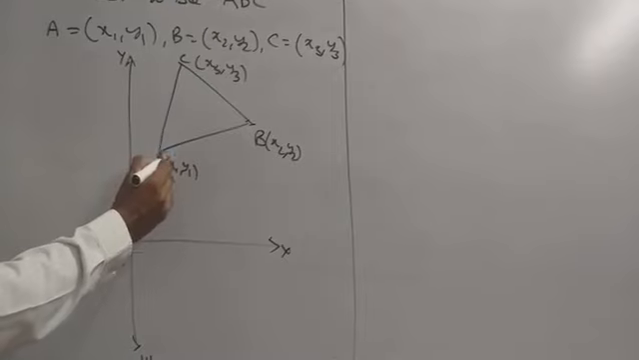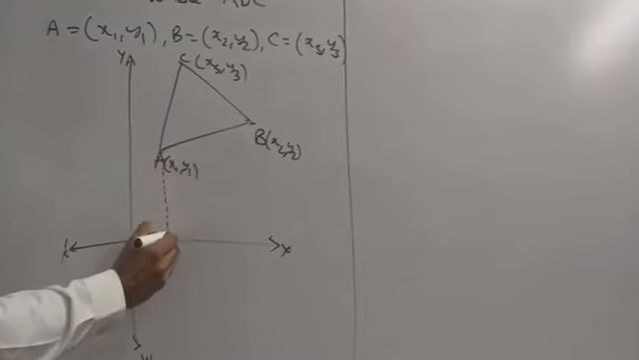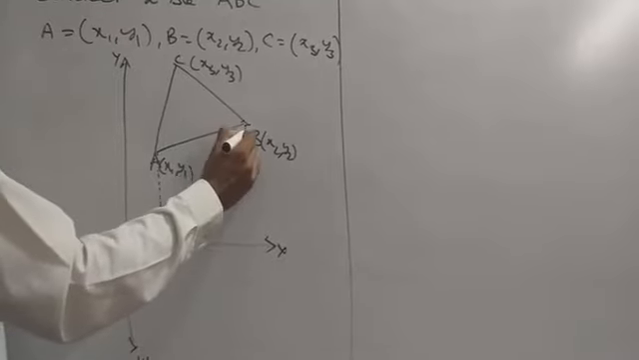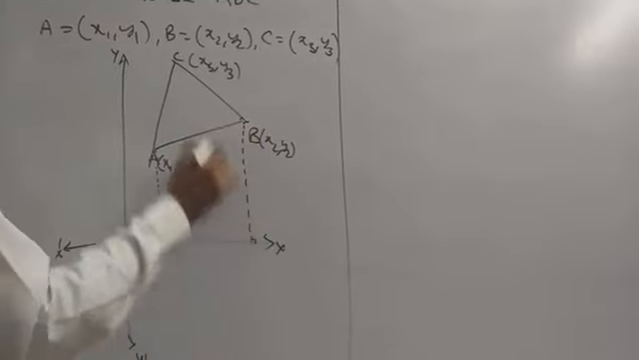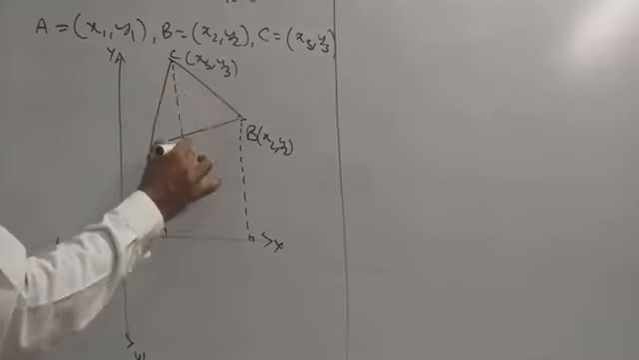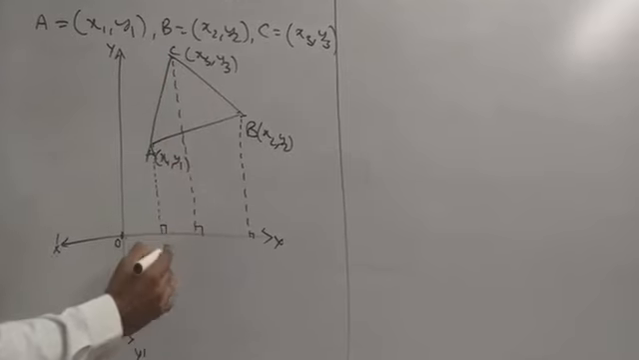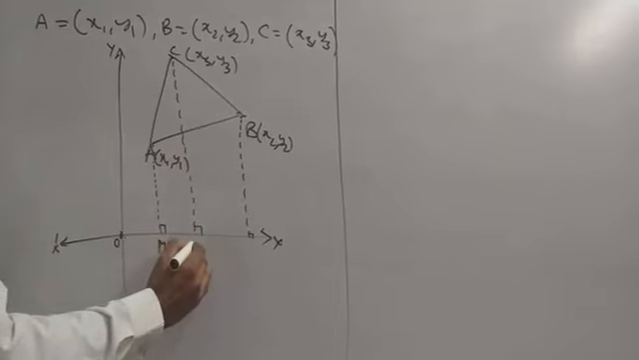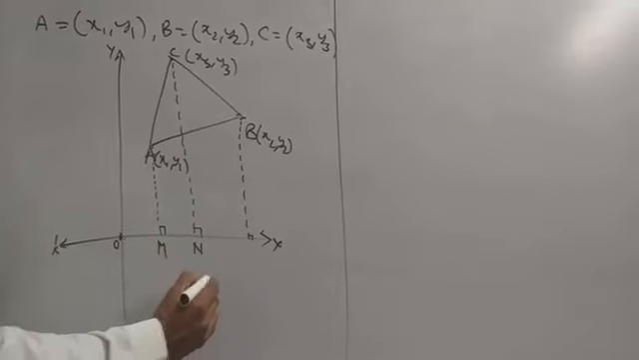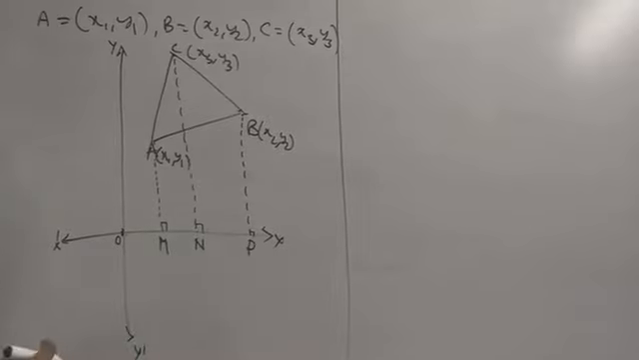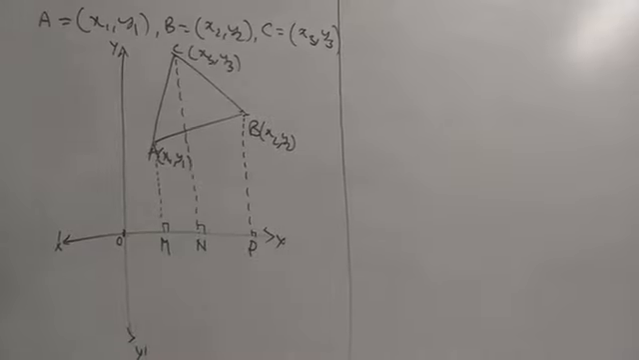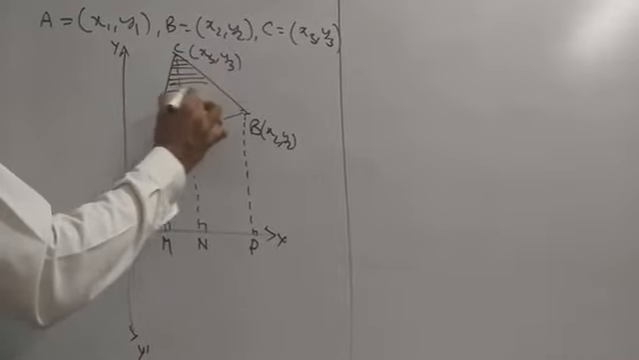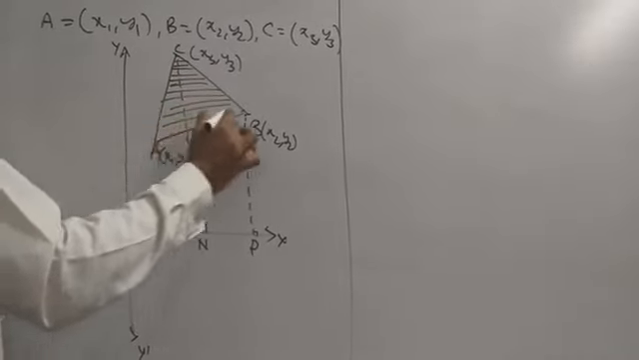So for that reason, draw the perpendiculars from A and B and C to the x-axis. Say the perpendiculars are AM, CN and BP. Now, we need to find out the area of this triangle.